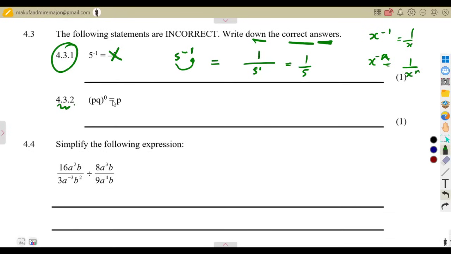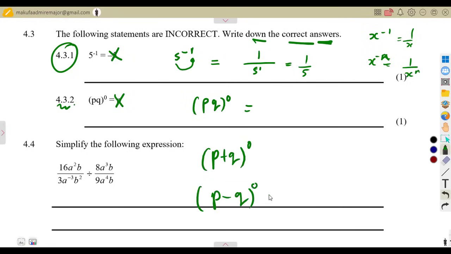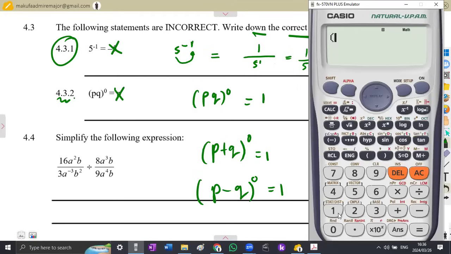4.32, (pq) to the exponent of 0 is equal to p. No, this is wrong. If the whole bracket is raised to the exponent of 0, whether it's an addition or a subtraction inside of the bracket, as long as a bracket is raised to the exponent of 0, it must give us a 1. This is what I'm trying to say. Whatever is inside of that bracket, as long as the whole bracket is raised to the exponent of 0, it gives us a 1.